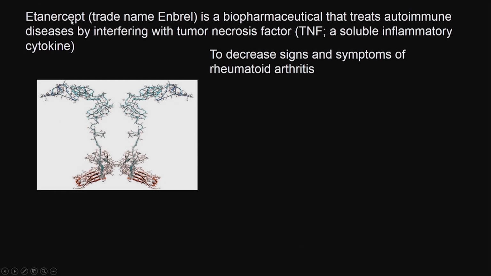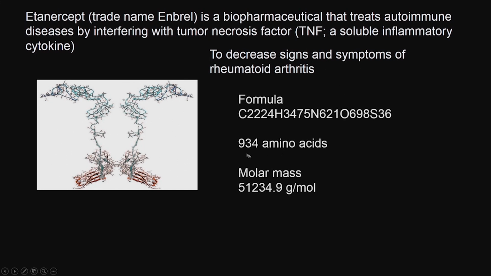It is called etanercept. This is a biological product. As you can see, it's a protein. It treats autoimmune diseases by interfering with TNF, a soluble inflammatory cytokine, to decrease the signs of rheumatoid arthritis. It is a large molecule, a biomolecule. As you can see, it is 51,234 Dalton and has 934 amino acids in it.